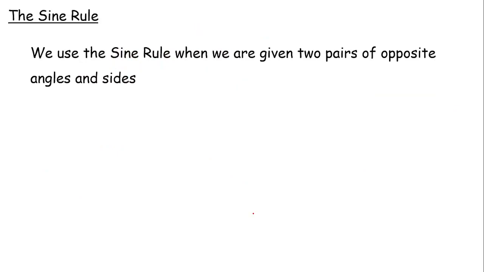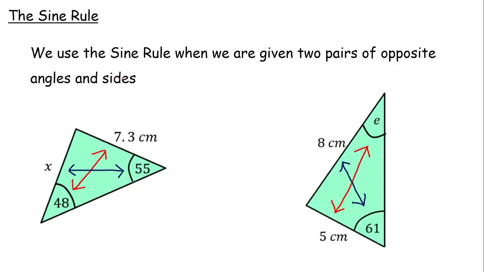Let's get into it. This here is really, really important, okay? We use the sine rule. So, what I recommend you do here is get your pad out, your notepad, and make some notes on this spot here. So we use the sine rule when we're given two pairs of opposite angles and sides. What does that really mean? So, for example, here you can see we're given two pairs of opposite sides and angles.